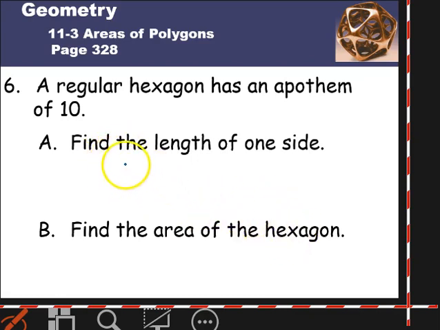Alright, so I'm not going to draw the whole hexagon. Here it looks something like that, right? But I know that this right here is 10. Really, all I care about is that little equilateral triangle down here, so I'm going to draw it. And I know that the apothem is 10. Now I'm going to split the triangle in half.